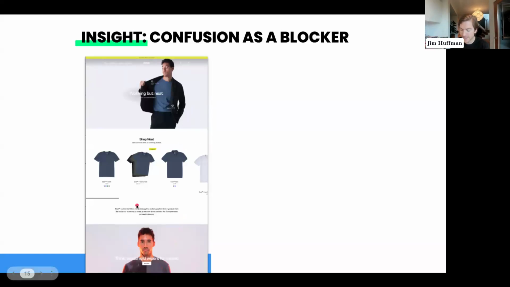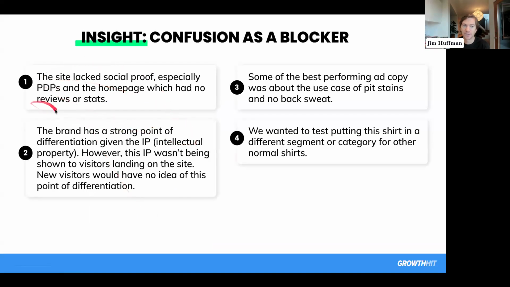And so this is something that we really understood that people were confused on, like why this is special. And it really lacked any form of social proof, but more importantly, any point of differentiation. Because what makes the shirt special is there's IP, intellectual property, that makes the shirts where you don't sweat through to show pit stains, to show back sweat. This IP was acquired from the military. It was initially made for uniforms, and now it's made for t-shirts.